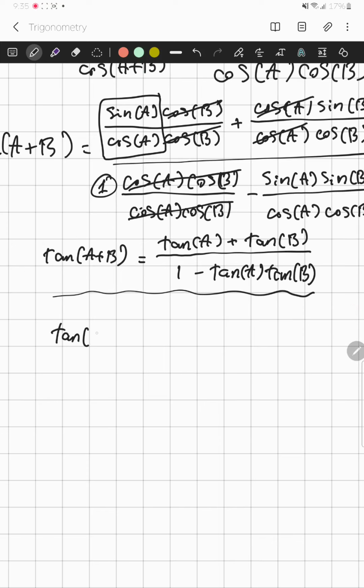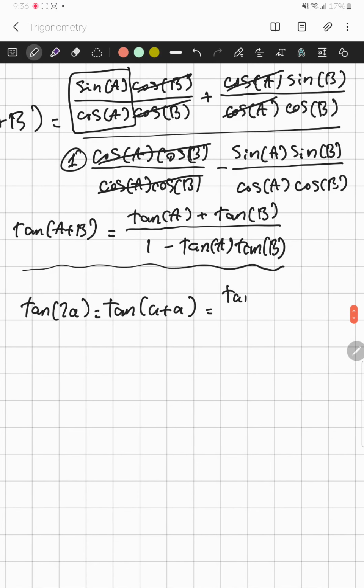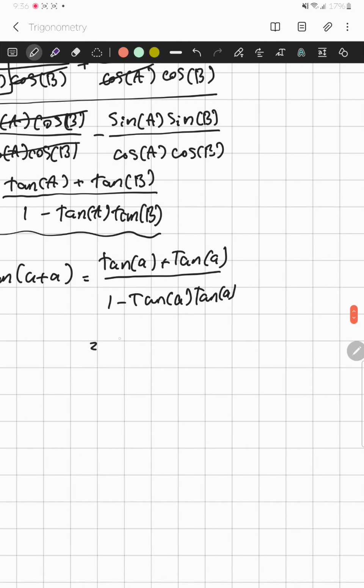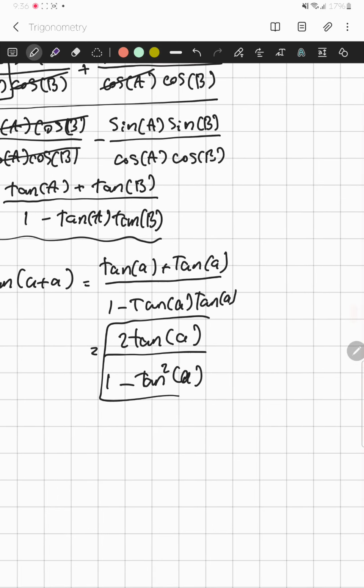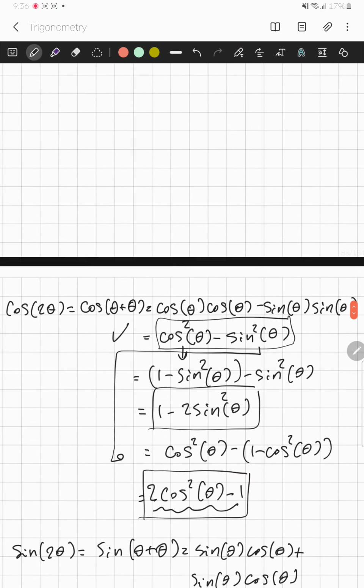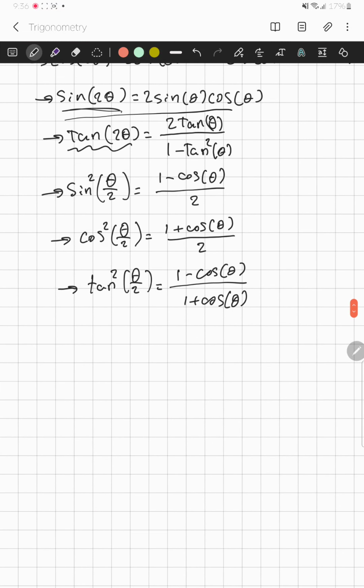Now let's prove tan 2A. We know that tan 2A equals tan of A plus A. So that equals tan A plus tan A over 1 minus tan A multiplied by tan A. So here we have 2 tan A over 1 minus tan squared A. So we have proved this formula. Now let's prove those 3.